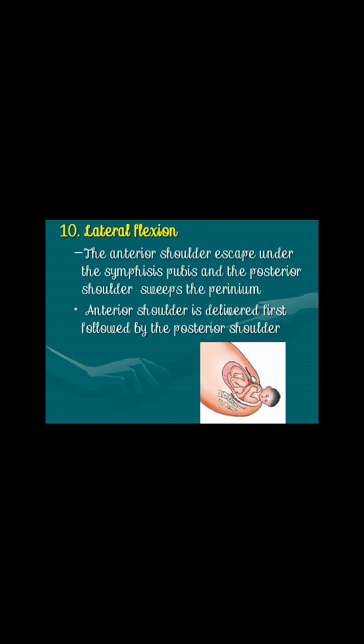Lateral flexion of the body. In lateral flexion, the anterior shoulder escapes under the surface of the pubis and the posterior shoulder sweeps the perineum. As the head keeps rotating to the right or left, transverse, it helps the shoulder also to rotate. As it keeps rotating, the upper shoulder will escape under the surface of the pubis. Once it has escaped, it also helps the lower shoulder to sweep the perineum. The anterior shoulder is delivered first, followed by the posterior shoulder. Then the first shoulder is born, and the other shoulder follows.